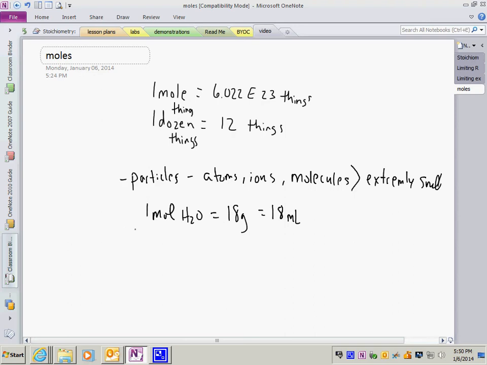This is equivalent to 6.022 e to the 23rd particles of water, equals 18 grams or 18 milliliters. So a mole is an extreme way of taking a large number of particles and simply scrunching them down to a smaller one. Just like a dozen does for 12, this does for 6.022 times 10 to the 23rd things. Okay. Now, why is that?